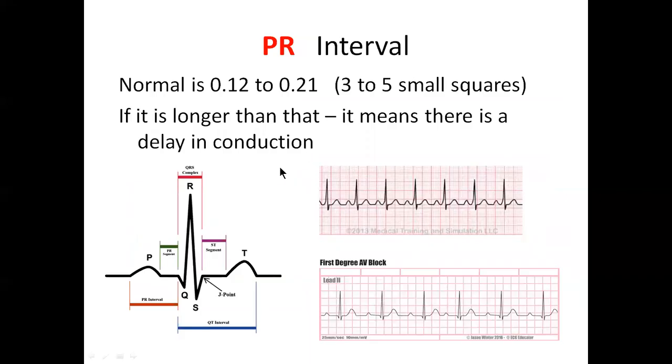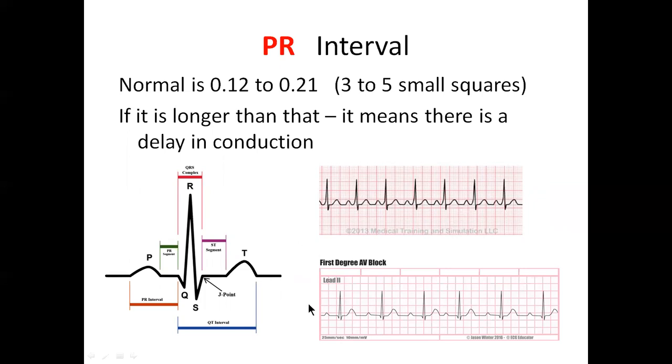Today we'll be discussing the bradycardias, and the starting point for us would be the PR interval. Remember, the PR interval starts at the beginning of the P and ends at the beginning of the Q, and usually the normal is 0.12 to 0.21 or 3 to 5 small squares, right?